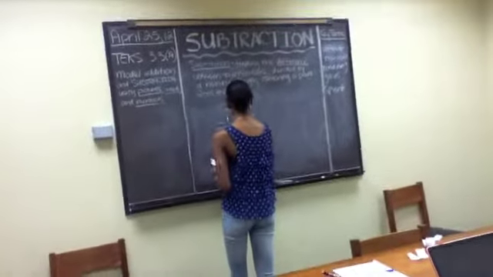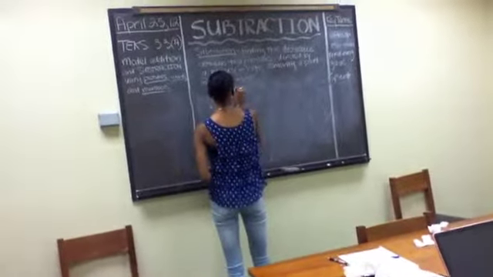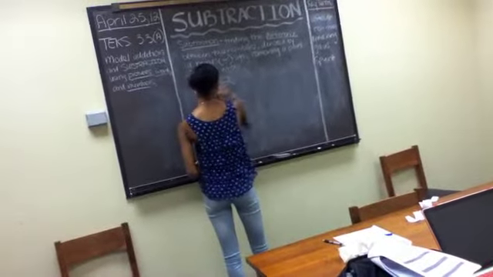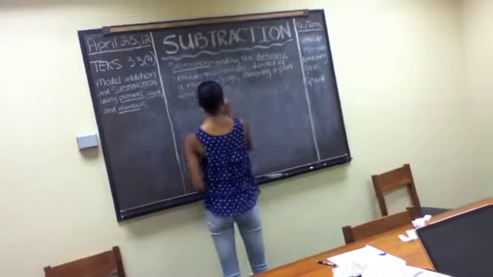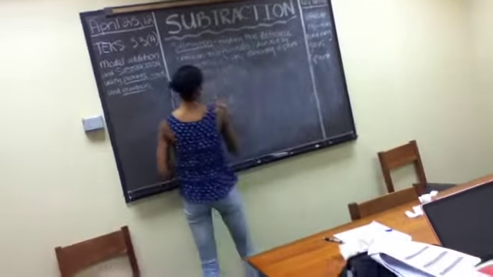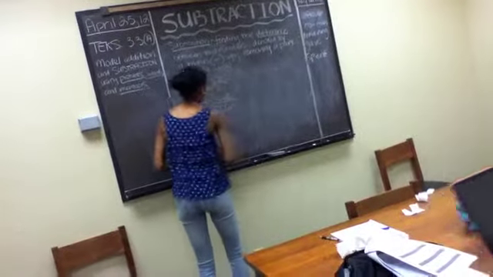So 2 minus 6, we can't subtract this, we have to come over here and borrow. So this becomes a 4 and this becomes 12. So 12 minus 6 becomes 6. 4 minus 1 is 3.